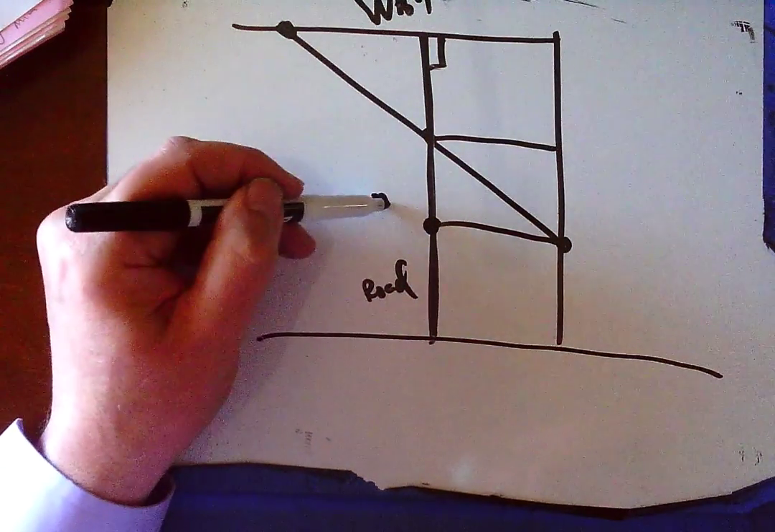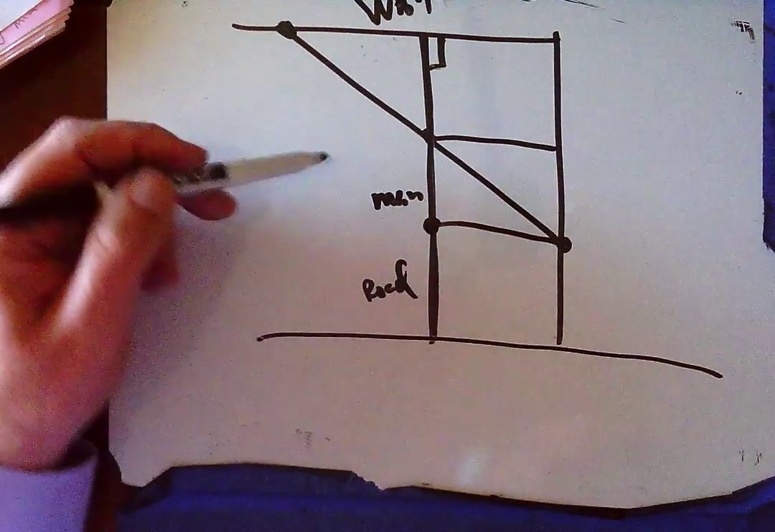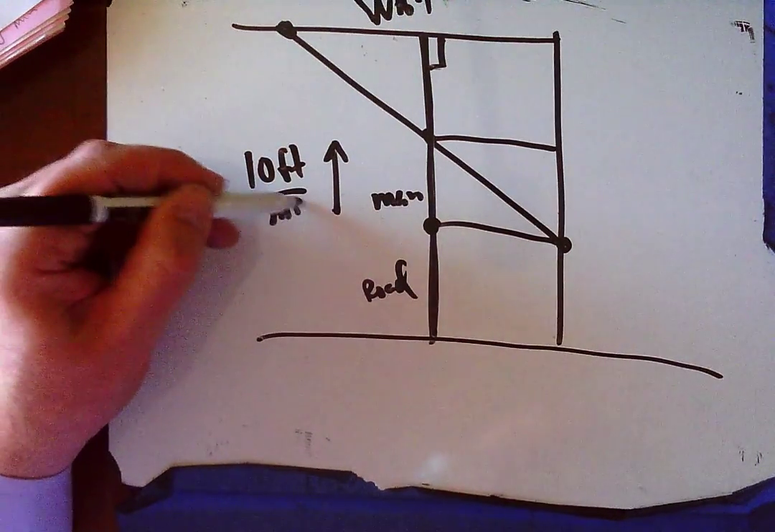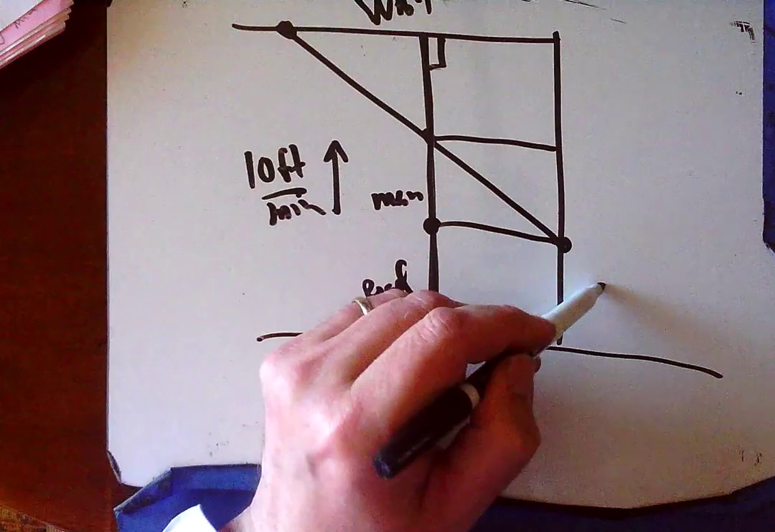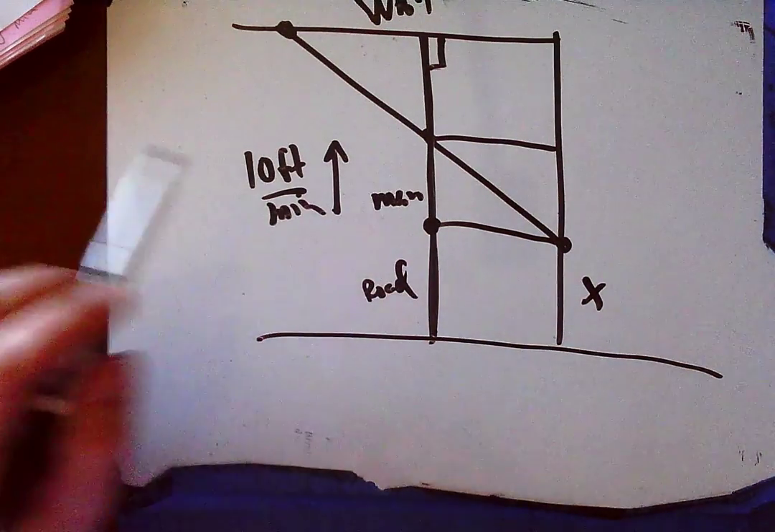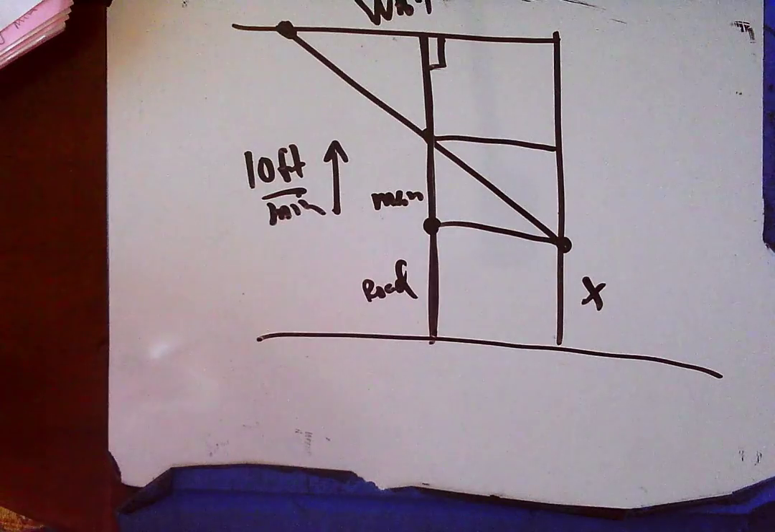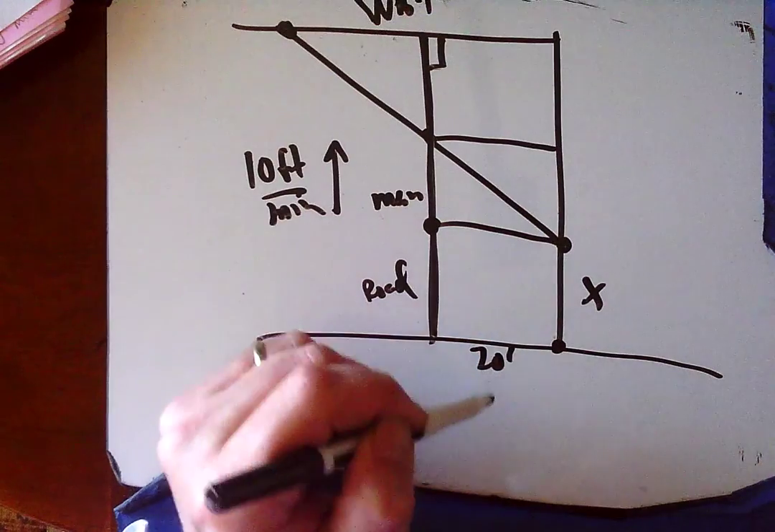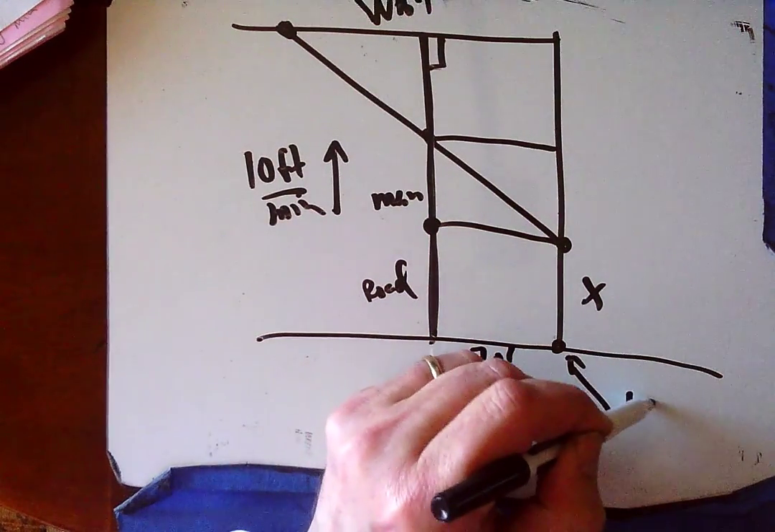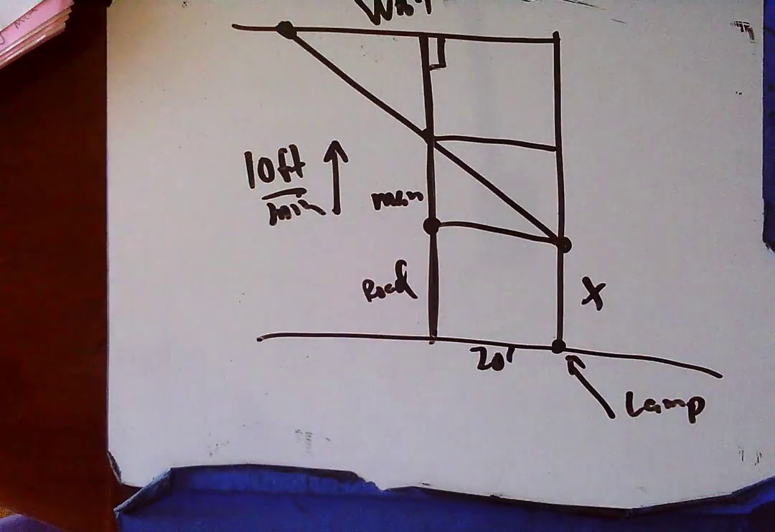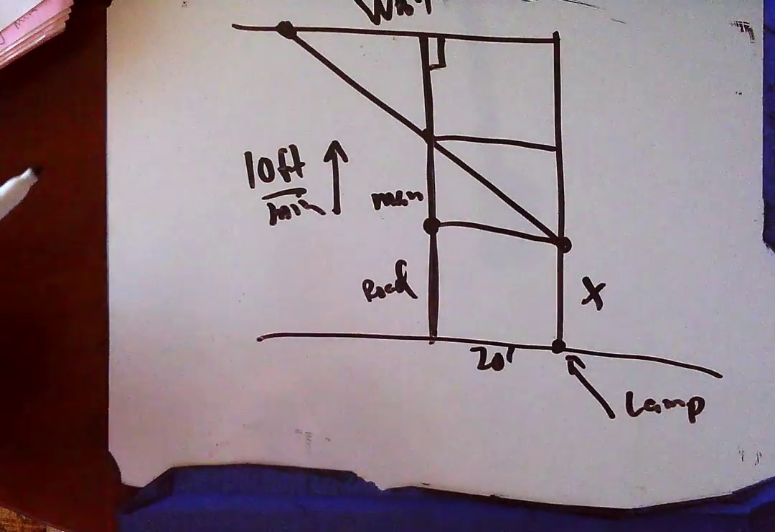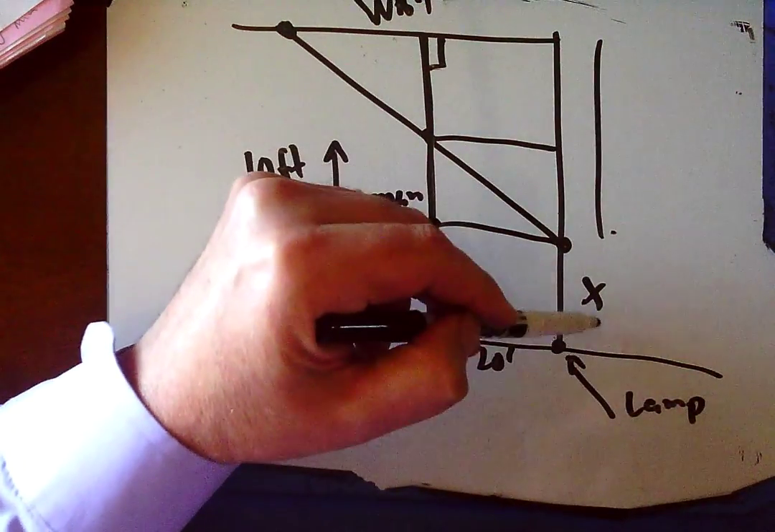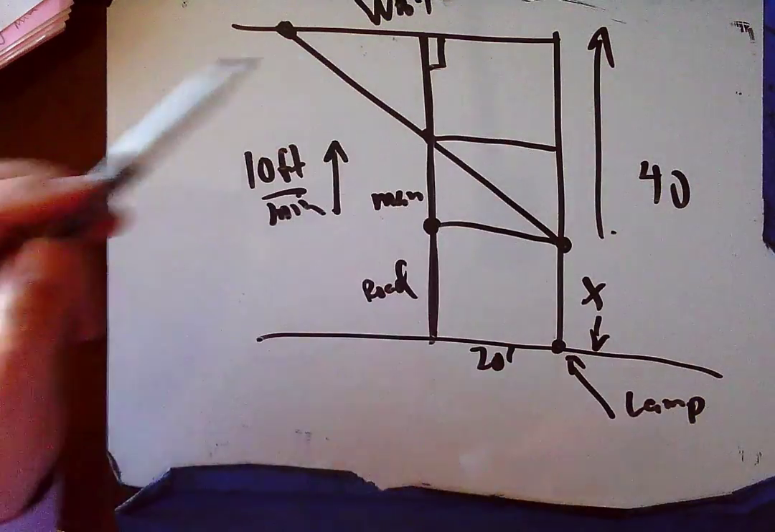So it says man. And man is approaching the wall at 10 feet per minute. Okay. I see that this distance is called x. There is a lamp on the ground 20 feet from the road. So this is 20 feet, and that little dot is a lamp. And 40 feet from the wall. So this distance is 40.